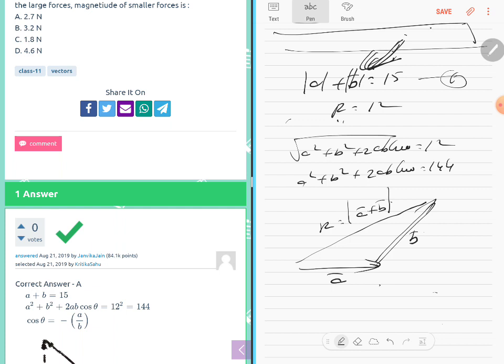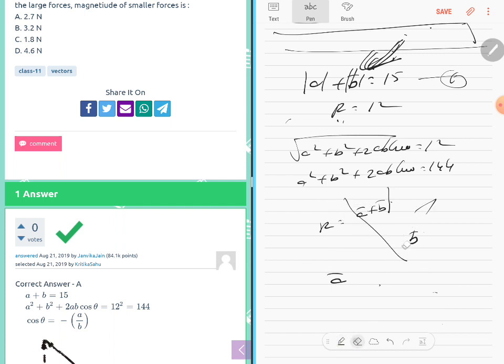Okay, so the vectors are at 90 degrees, and the resultant is making an angle with the larger of them. Can we do one thing? Instead of drawing b like this, can we draw b like this?